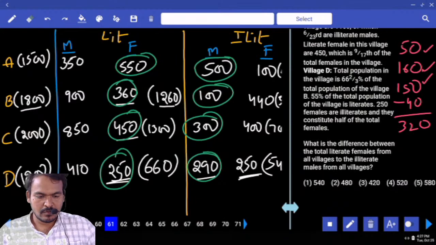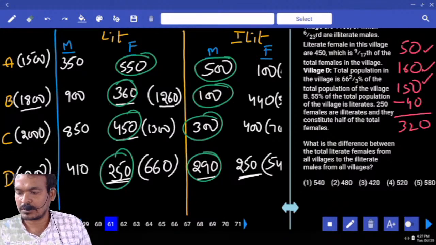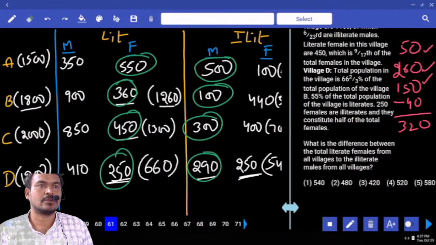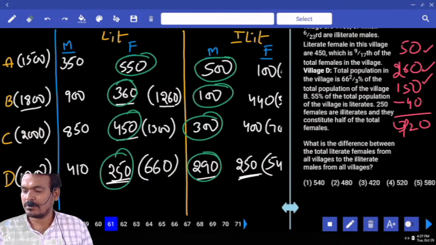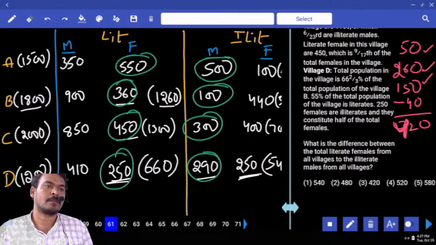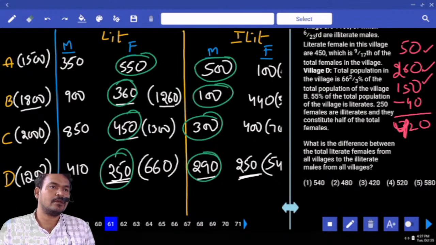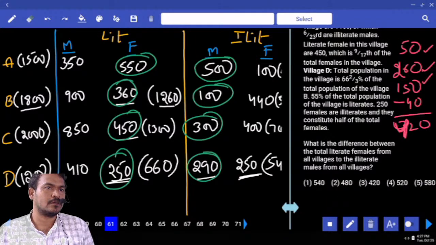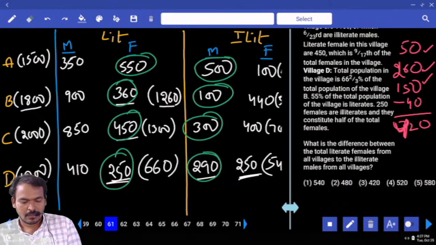Sorry. 360, 100, 260. Sorry, it is 260. Total difference is how much? 420. 50 plus 150, 200. 200 plus 260, 460. 460 minus 40, 420. Which one?